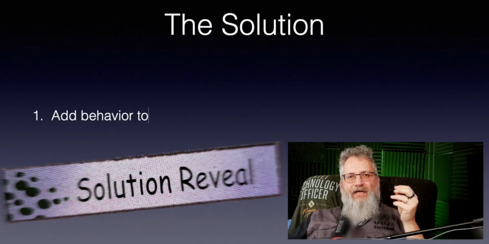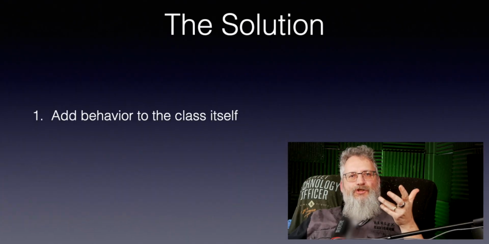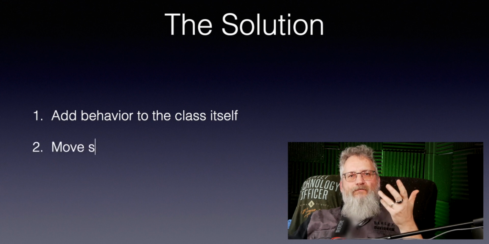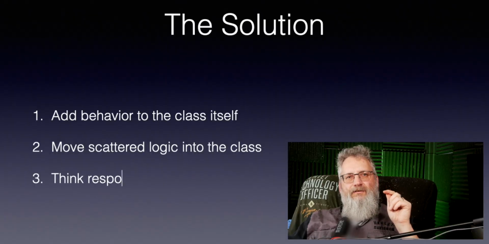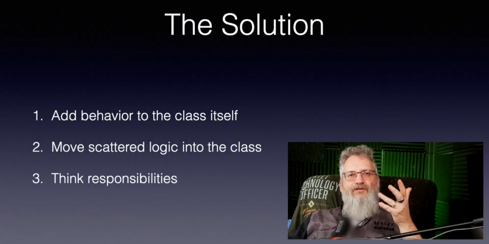Add behavior to the class itself. Classes should do more than store data. They should act on it. Move scattered logic into the class. Those helper methods in user service or util, delete them, because now they belong in the user class where they're easy to find and maintain. Think responsibilities. Refactor the class to better reflect its role in the system.